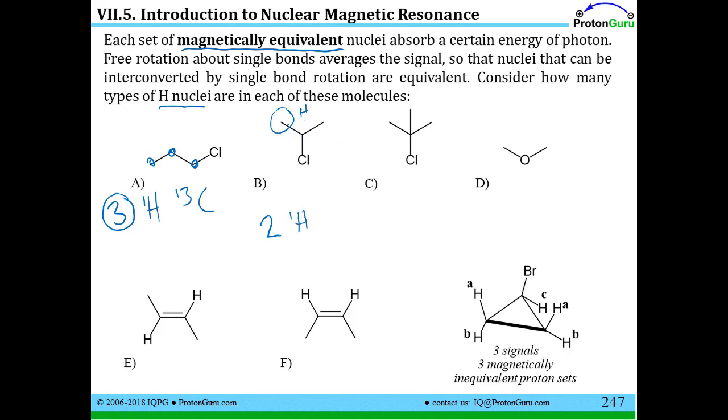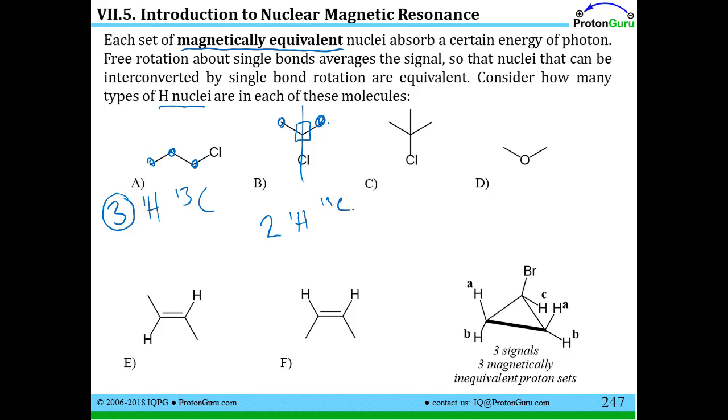And if we think about carbon nuclei instead, well, we still have the symmetry. These two carbon atoms would give us one signal. And then the carbon atom sitting by itself, unique on the symmetry axis, would give us a second one. We would also have two signals in the carbon 13 NMR spectrum.